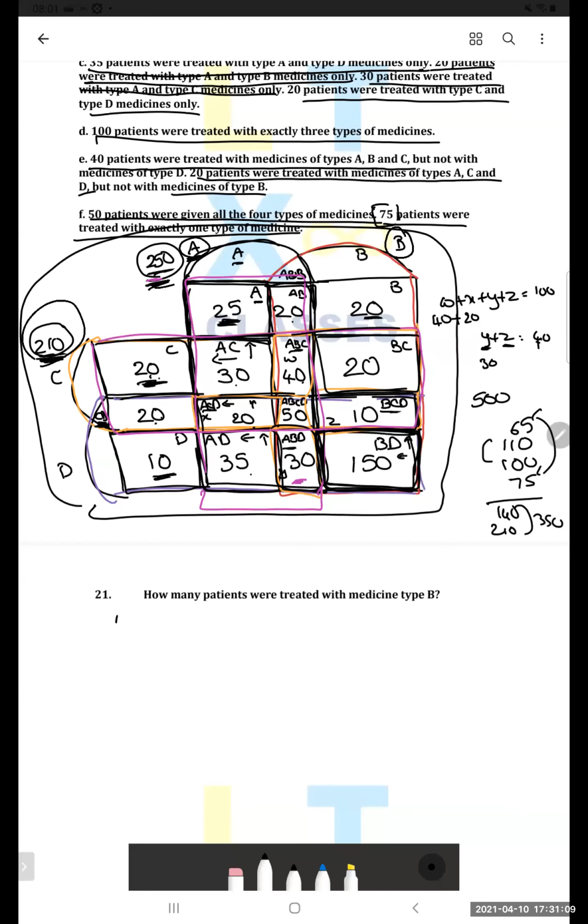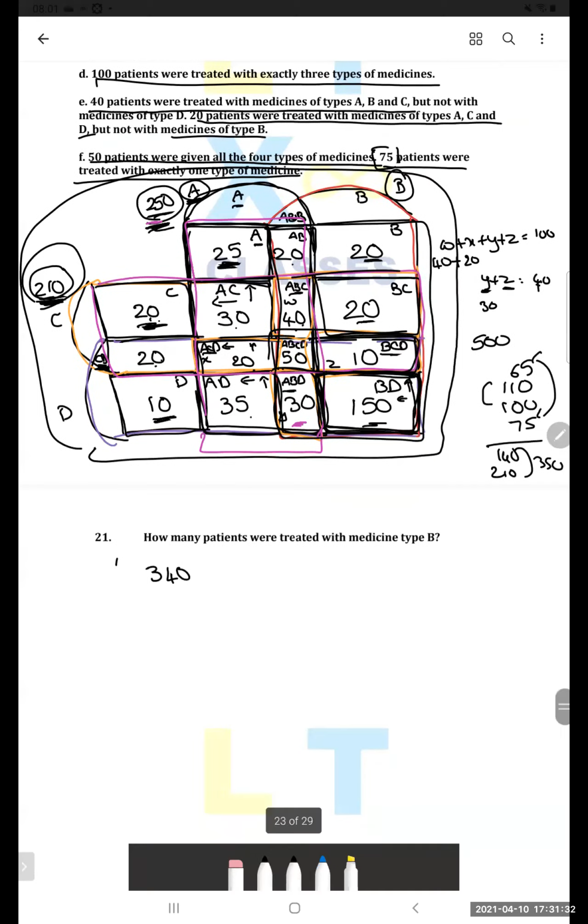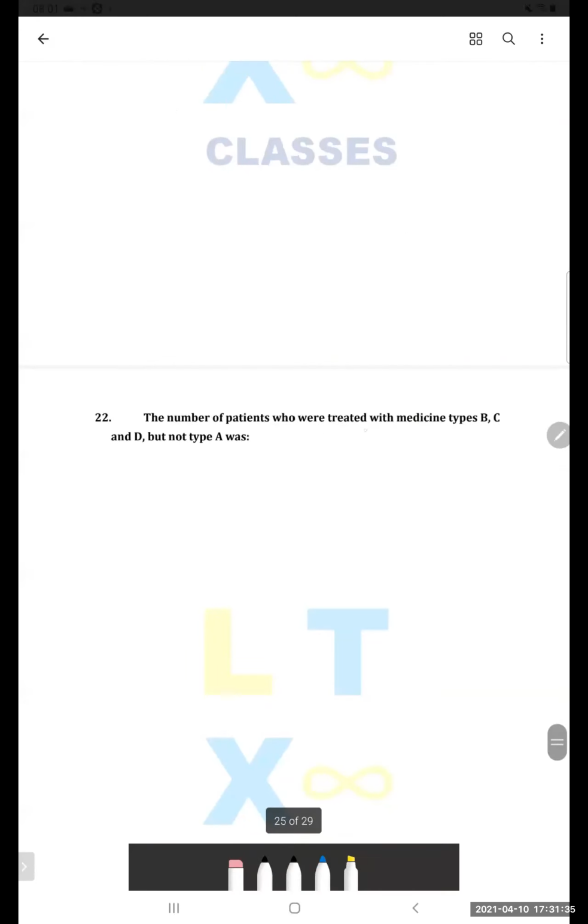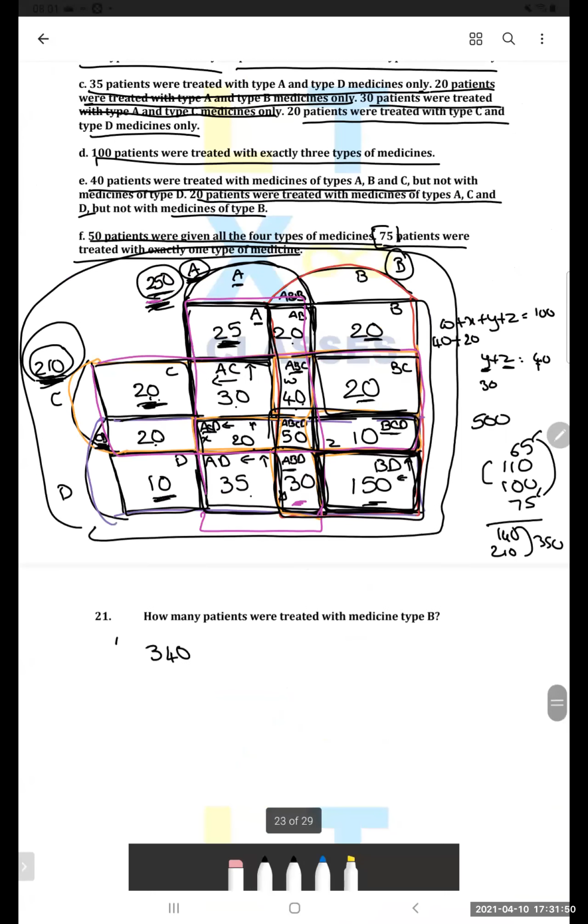So which would be this total grid of B. 20 plus 20, 40. 40 plus 40, 80. 80 plus 20, 100. 100 plus 60, 160. 160 plus 150, 310. 310 plus 30, 340. So the answer is 340. Okay. Let's go to the next question. The number of patients who were treated with medicine types B, C, and D, but not A. Which would that be? B, C, and D, but not A.